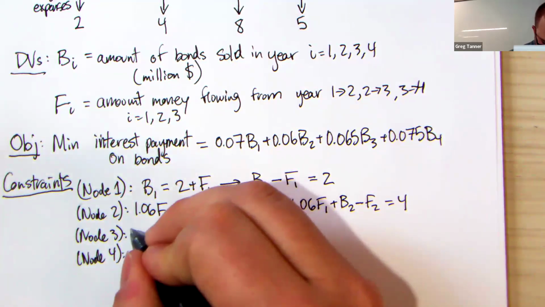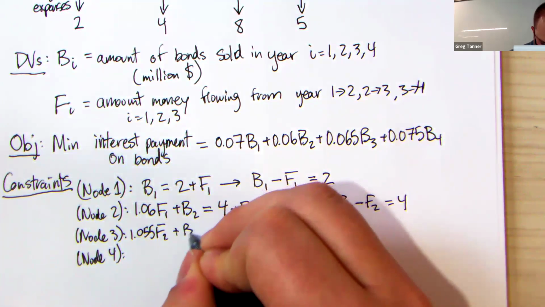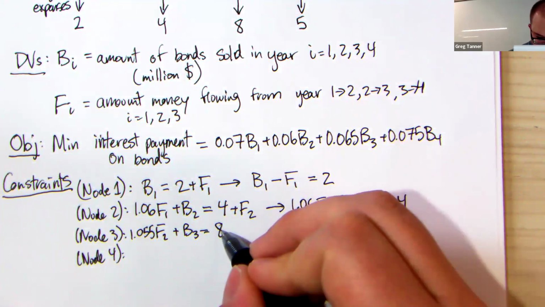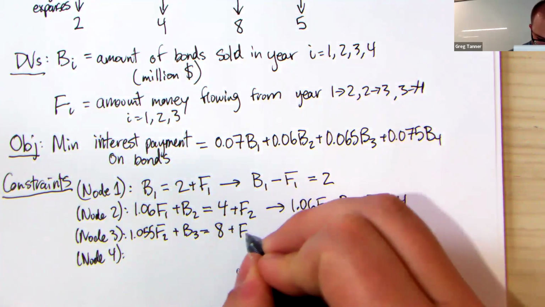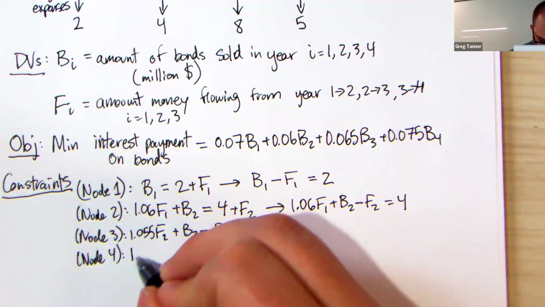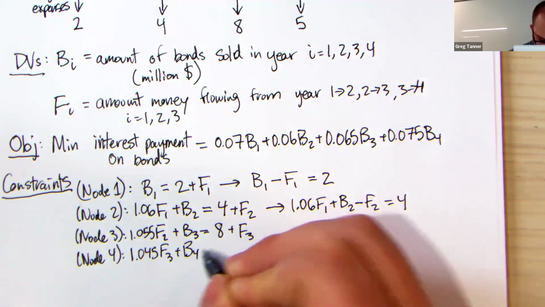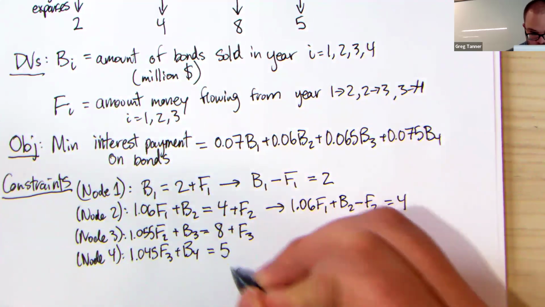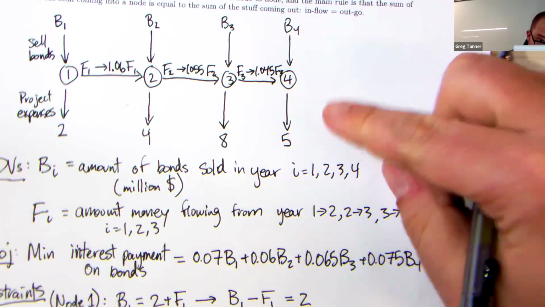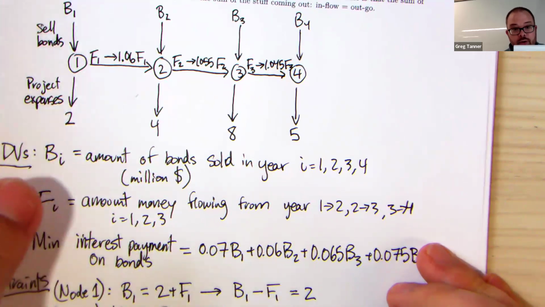The inflow is going to be 1.055 F2 plus the bonds that we sell in year 3. And that has to be equal to our outflow of $8 million plus the flow from year 3 to 4. And then we'll do the same thing for node 4. We've got an inflow of 1.045 F3 plus the bonds that we sell in year 4. And that has to be equal to the capital outlay in year 4. And notice that there's no flow now at the end of year 4. We're not going to carry over any money into other capital projects.